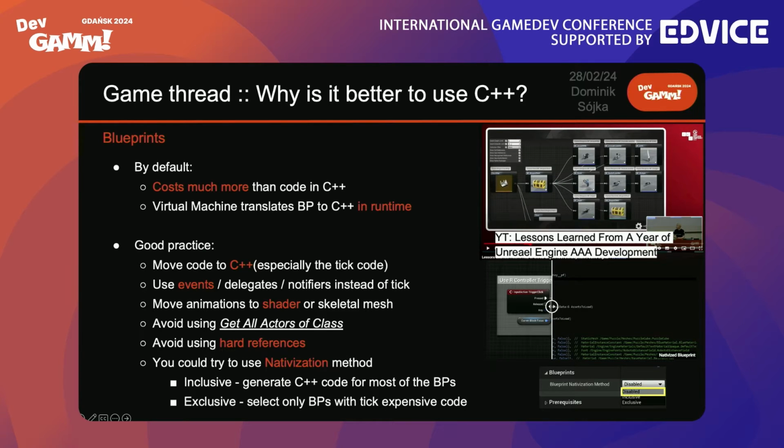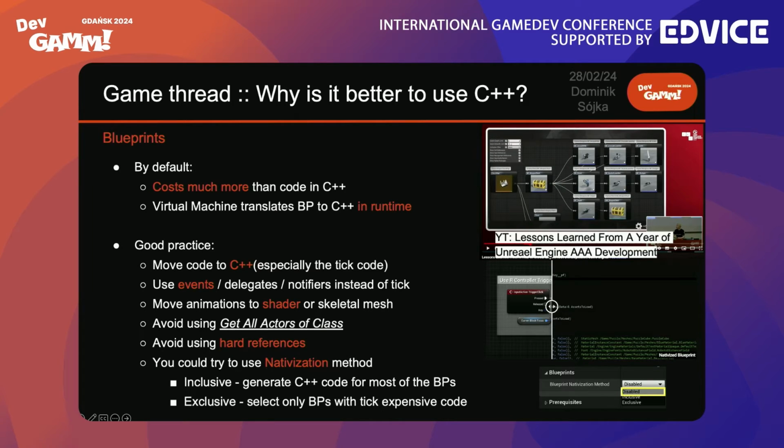And the good practice also is not only moving the code to C++, but using the events, delegates, notifies instead of tick. For example, when you're calculating complicated math, move the animation to shader or skeletal mesh. And something that I would suggest is avoid using all actors of class. And there is a great speech about that, lessons learned from a year of Unreal Engine AAA development. It's a great speech about hard reference and those expensive nodes.